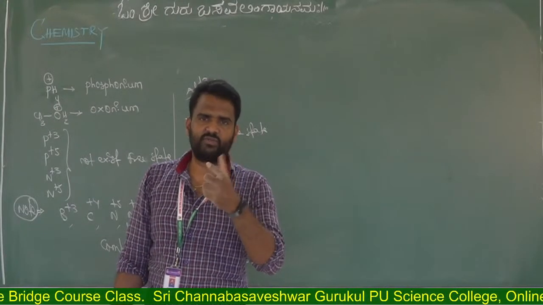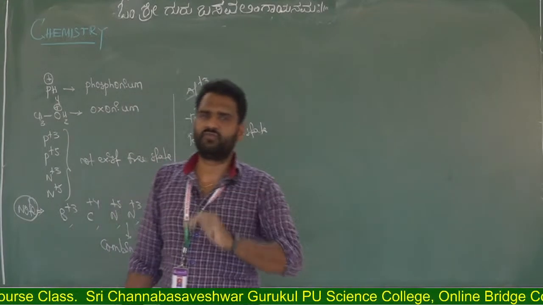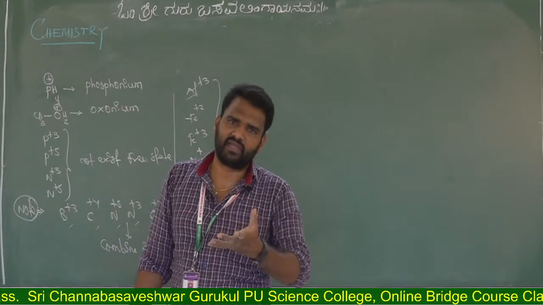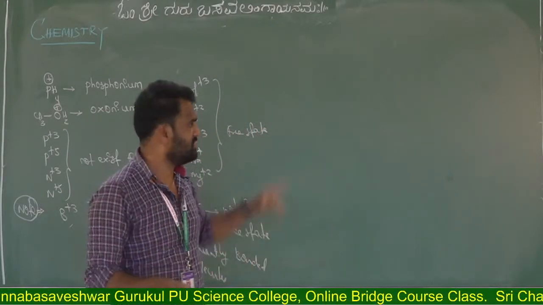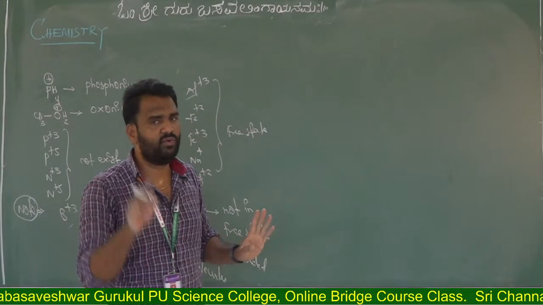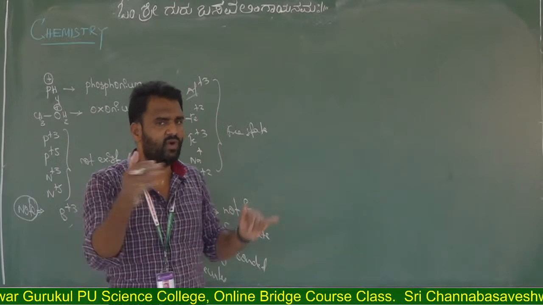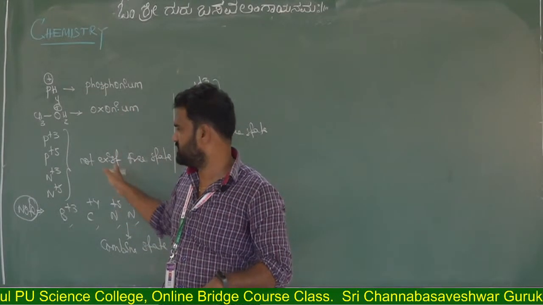Tin +2 is stannous, tin +4 is stannic. Lead +2 oxidation state is plumbous, lead +4 oxidation state is plumbic. So these are names of ions in which there is no IUM. Don't think that a positive charge always means IUM; there are some ions that differ. That is what I taught at the end of the last class, which I revised in these 5 minutes.